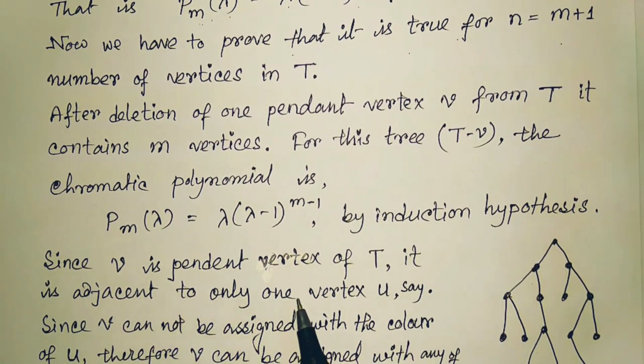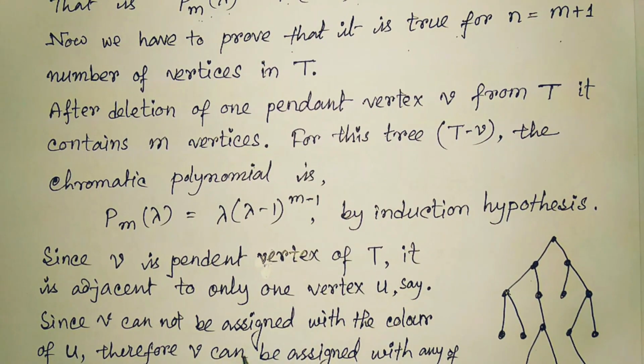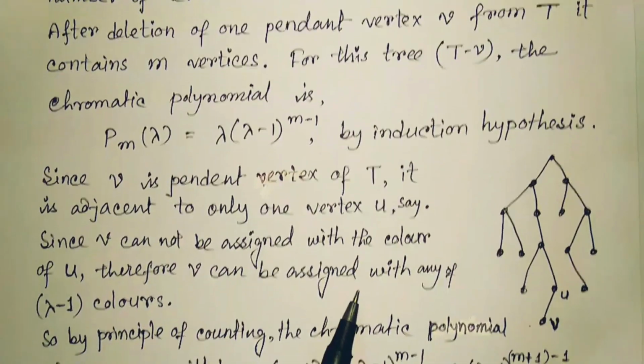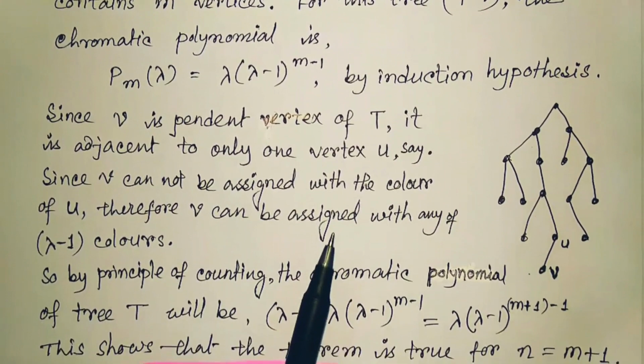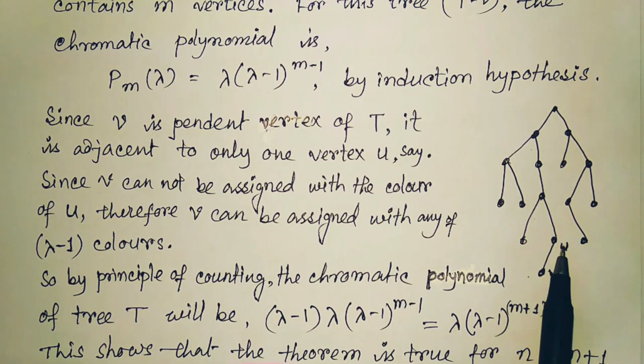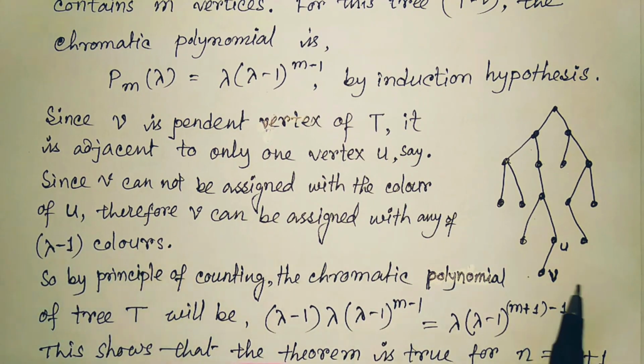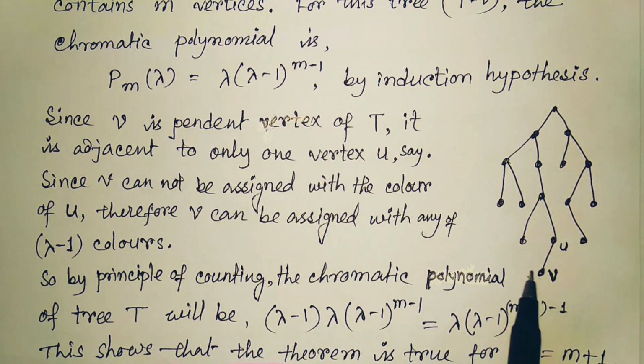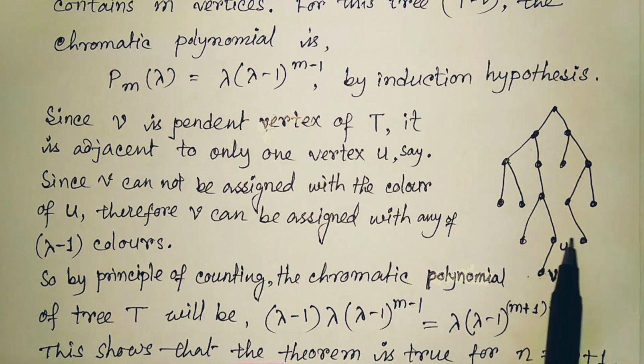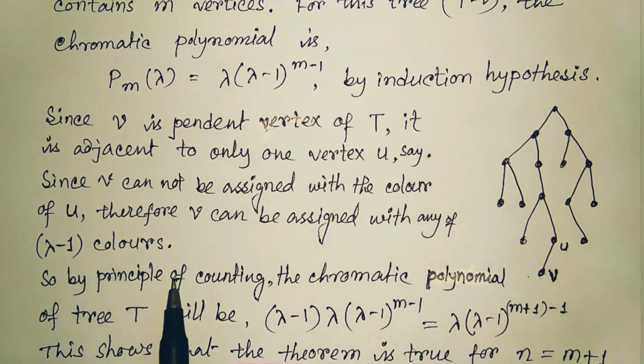Since v is the pendant vertex of T, it is adjacent to only one vertex, say u. That means as v is the pendant vertex, it is obvious that it is adjacent to exactly one vertex. Therefore, v can be assigned any of lambda minus 1 colors. Tree means no cycles are there. So whatever the lambda colors are, to color this v, definitely except the color of u, we can choose any other color. So a total of lambda minus 1 different colors are available.